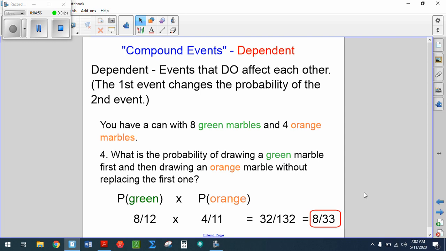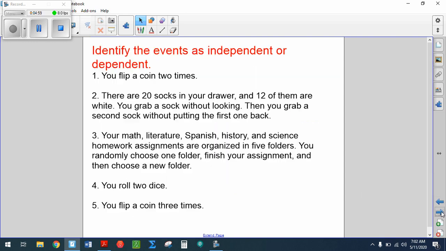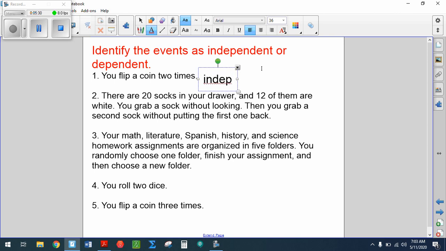Here's some examples that we can look at to determine if they're independent or dependent. So you flip a coin 2 times. Would that be independent or dependent? Well, flipping a coin doesn't affect how you flip the second coin. Right? Maybe whether the coin starts as heads or tails changes the outcome, but the result of the first coin toss does not affect the result of the second coin toss. So these are independent.